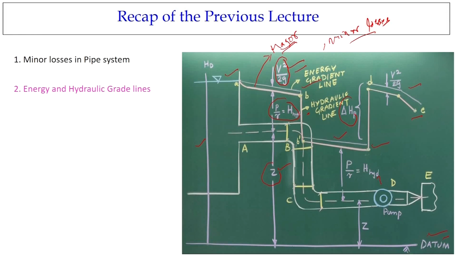So, whenever you have a pipe flow problem, try to sketch approximately the energy gradient line and the hydraulic gradient line. As you draw them, you can try to understand how the flow is taking place, where the energy losses are happening, whether major losses, minor losses, or adding energy to the system. You should identify all of it when you draw the energy gradient line and hydraulic gradient line.